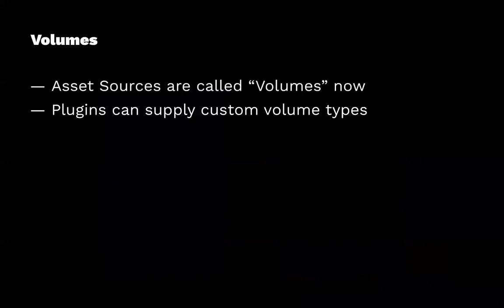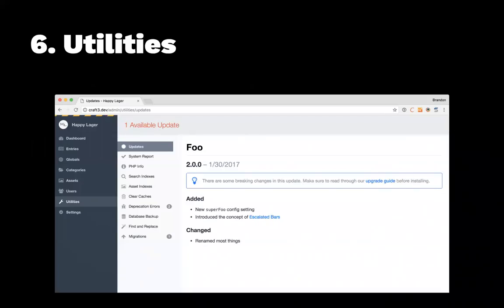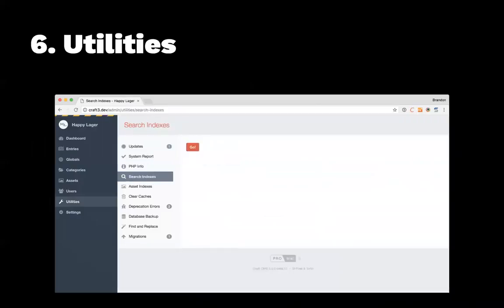We've added this concept called volumes, which replaces what we called asset sources in Craft 2. The main thing there is plugins can supply their own volume type. So if you want to add a Dropbox volume type and start managing files in Dropbox, you can do that. And you can also store your user photos there, which is something you couldn't do before. We also have this utility section, which has lots of different utilities and cleans up different parts of the control panel into this one single spot in the back end.